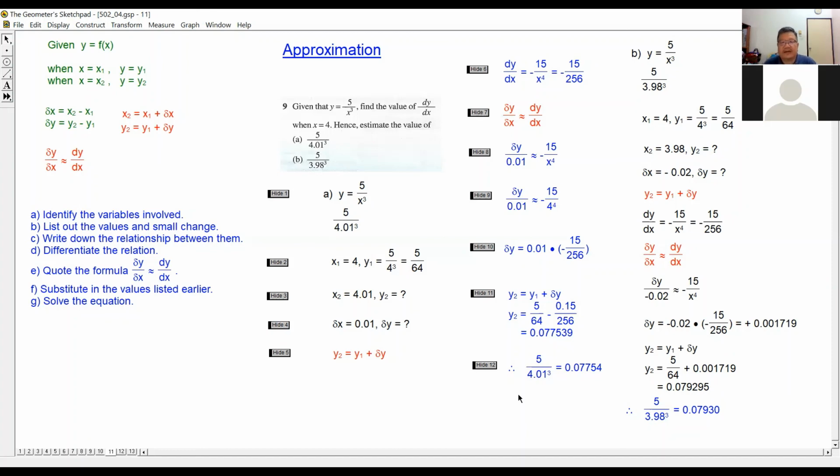Okay, so the steps: find x1, find y1, find delta y using dy/dx, then find y2, which is y1 plus delta y. Get the y2.